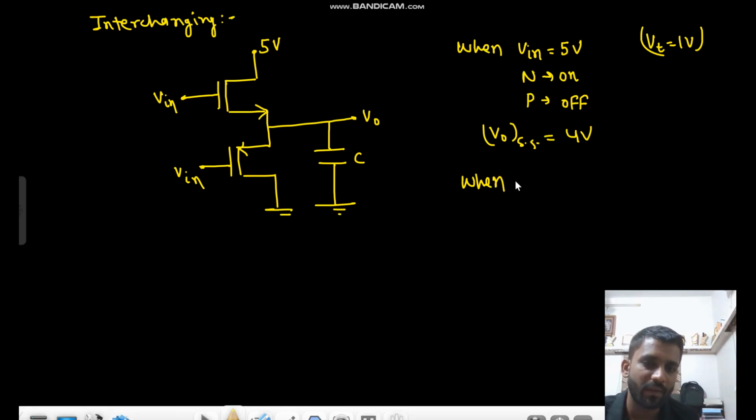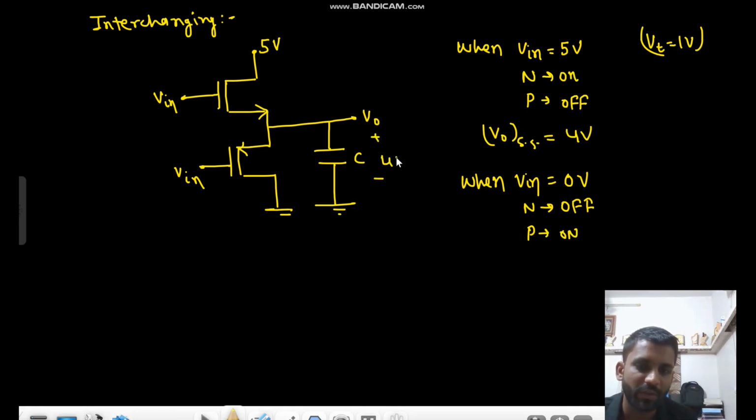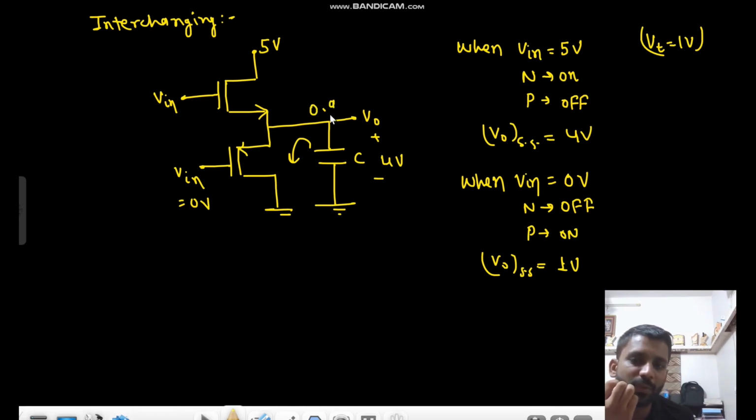And when V in is equal to 0 volt, your NMOS will be off, and your PMOS will be on. Now this is already charged to 4 volt. What will happen? It will get discharged. So it will get discharged to what? 0 volt or 1 volt? Because V in is 0 volt, it will be discharged to 1 volt only. Let us assume it goes to 0.9 volt. So your VSG would be 0.9. That is less than the magnitude of VTP, that means less than 1 volt. So your MOS will be off, right? So it's not getting discharged to complete 0 volt.